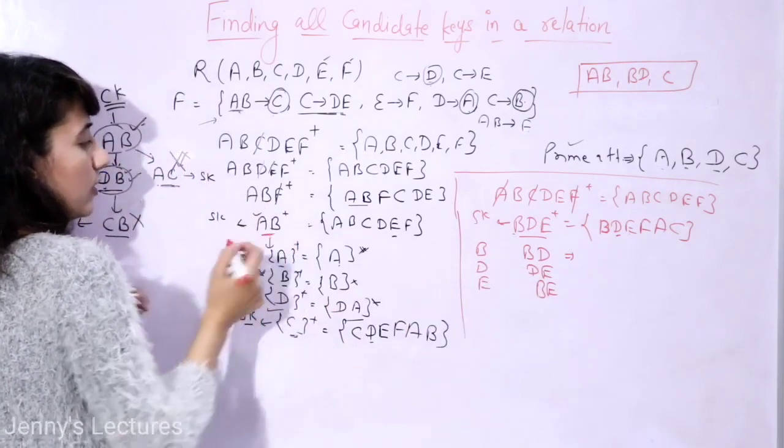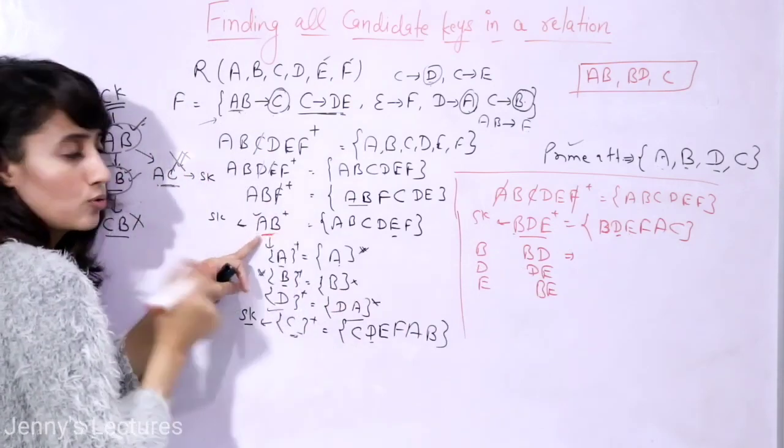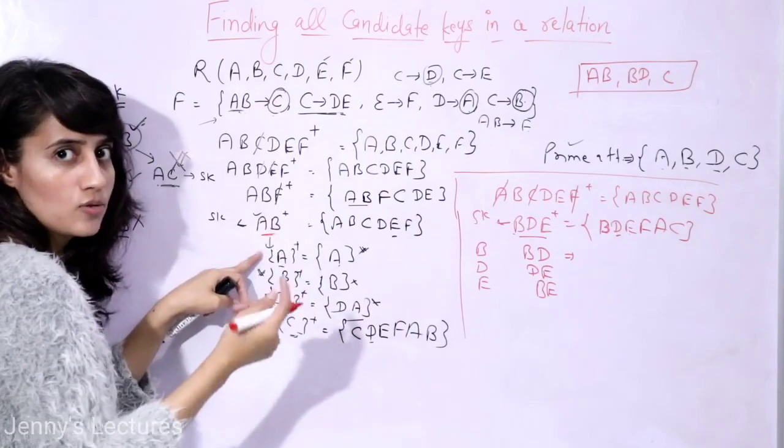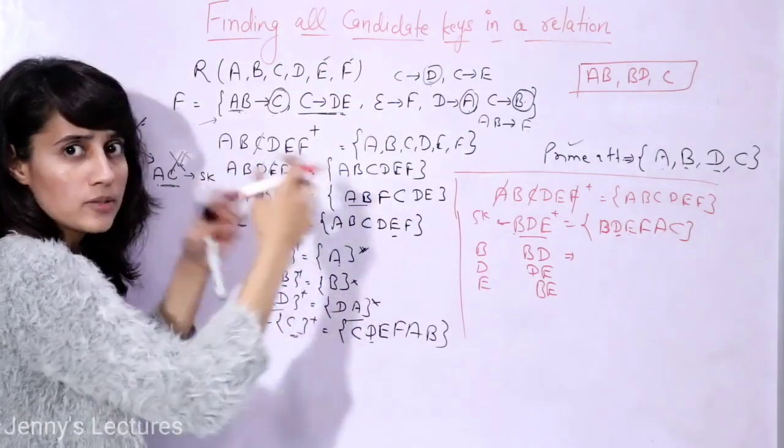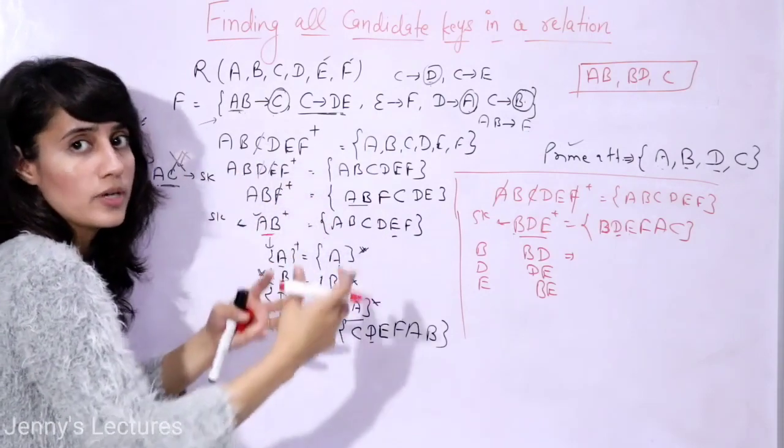And here I got only 2 attributes. So 2 proper subsets are there, A and B. So that is simple. So try to discard as many attributes as you can by applying some rules, Armstrong axioms.